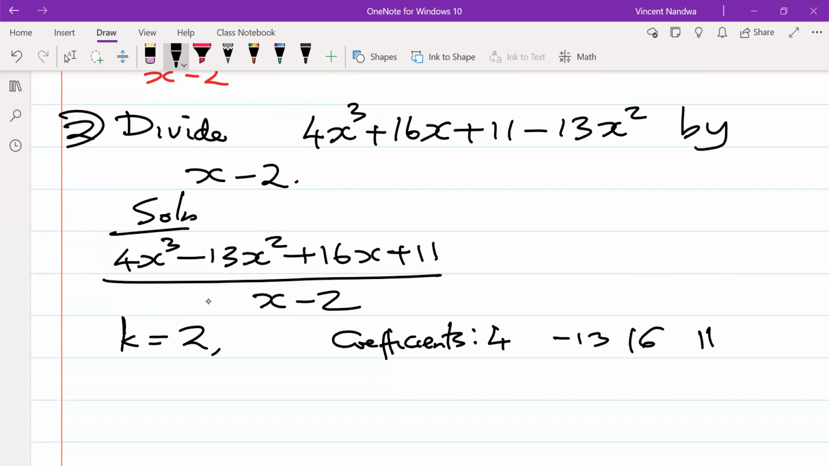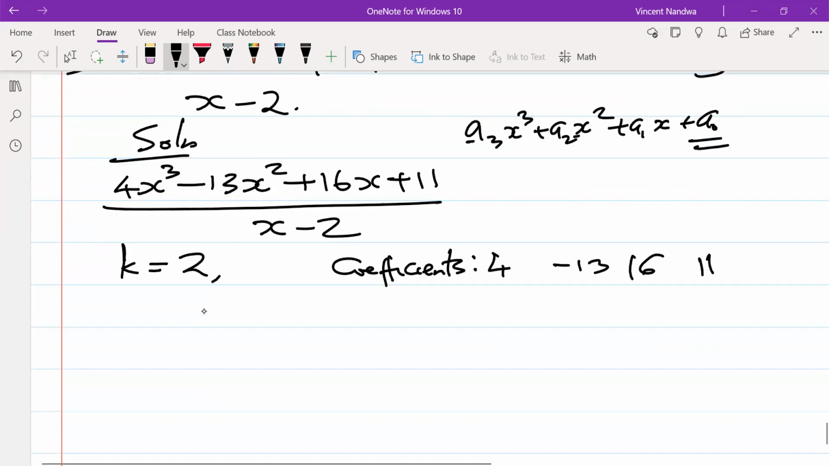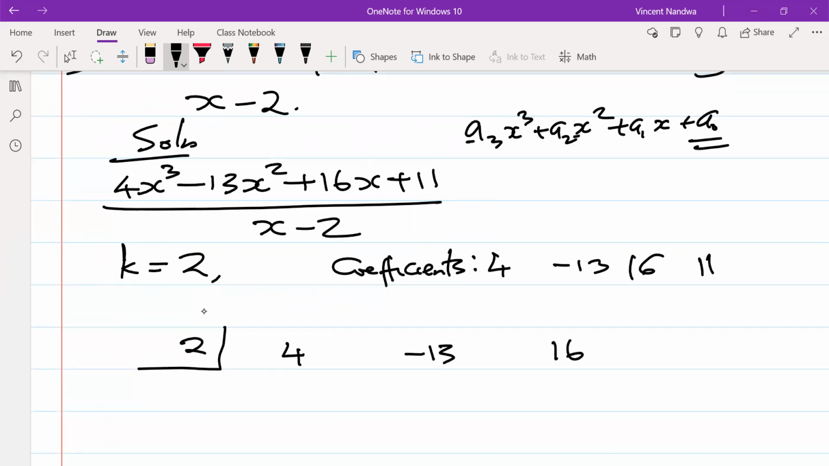So remember, these are polynomials of degree 3. So a3 x power 3, a2 x power 2, a1 x plus a0. So the ai's are the coefficients. So these numbers before the x's, up to the constant value, you write in that order, starting with the term with the highest power. So then we write this box, then this is 2. So 4, leave some space, minus 13. Then we have 16, and then we have 11.